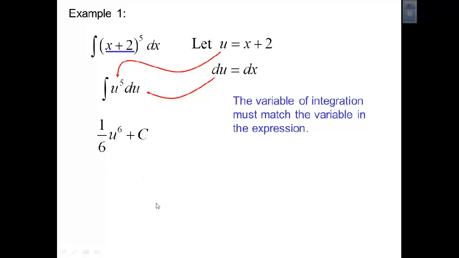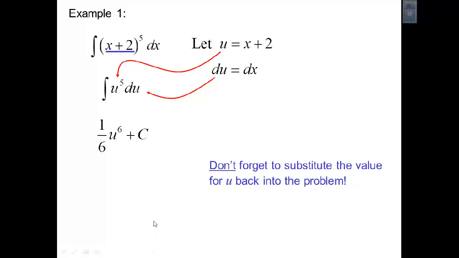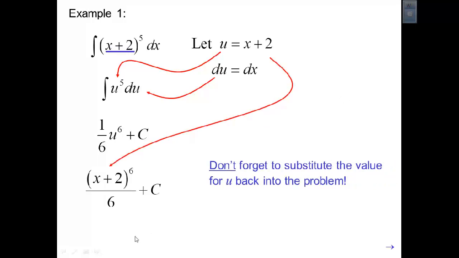So you're going to end up with 1/6 times x plus 2 to the 6th power plus c. And that's just another way of writing it. Dividing by 6 is the same thing as multiplying by 1/6, so don't forget that. And if you use substitution, do not forget to substitute the value for u back into the problem. Don't leave it in terms of u.